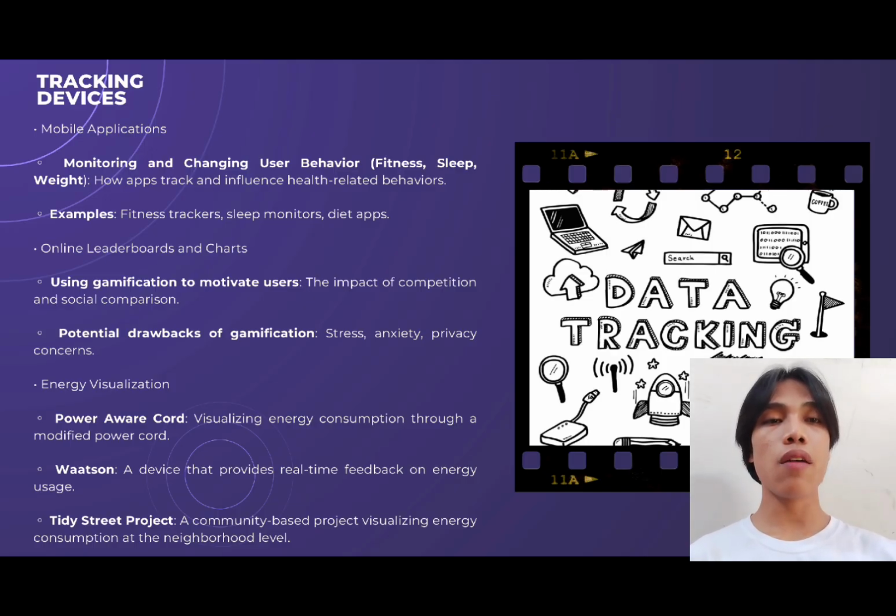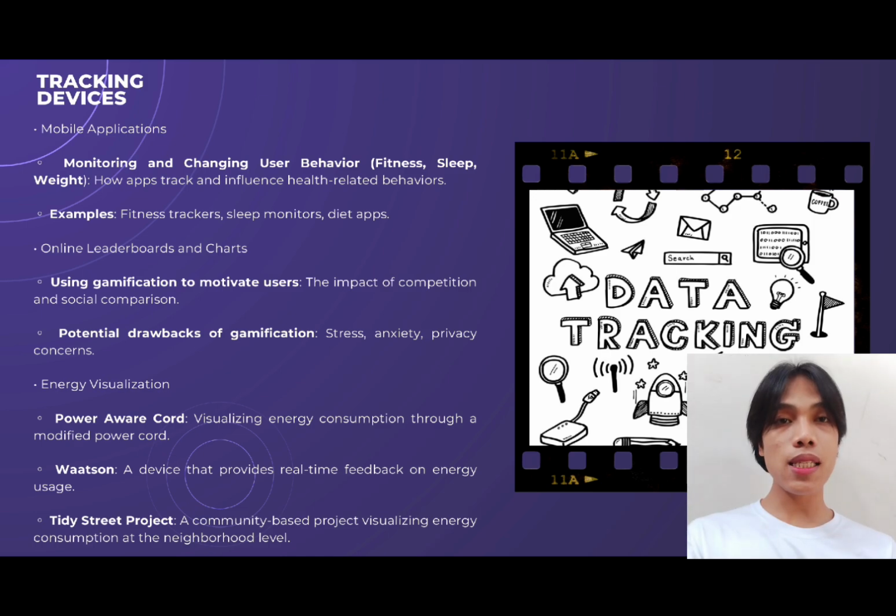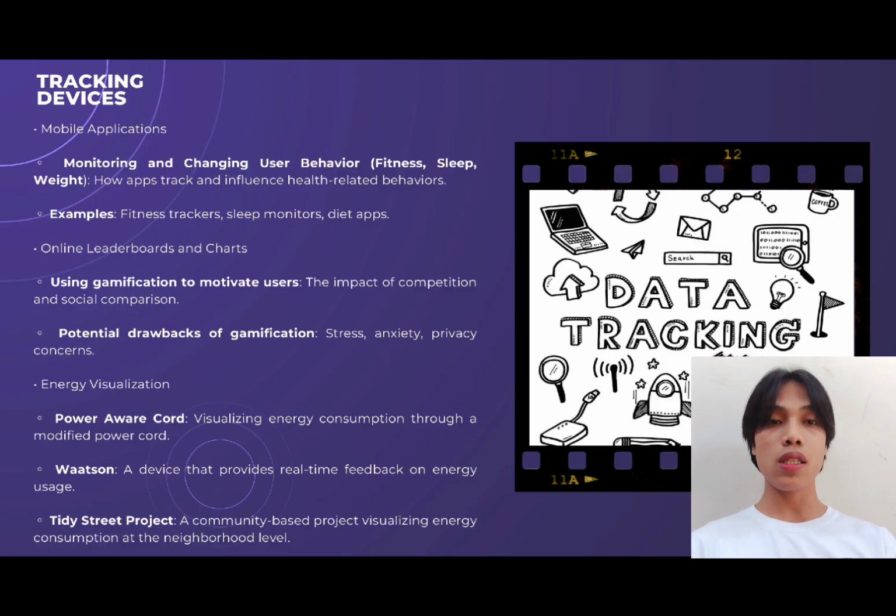Benefits: it encourages users to compete, improve, and stay consistent. Potential drawbacks of gamification are stress, anxiety, and privacy concerns. Next is energy visualization. Some devices show users how much electricity they are using in real time to promote energy saving. Examples are Power Aware Cord, Watson, and the Tidy Street Project.